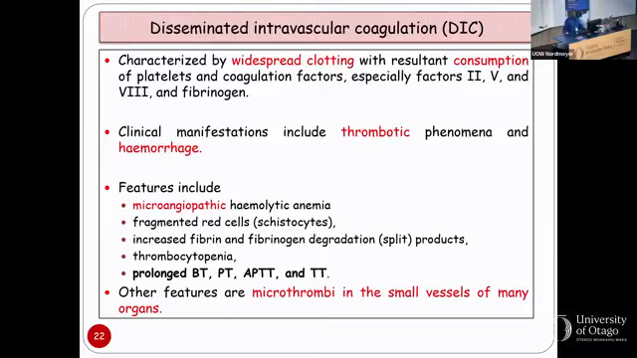An example of fibrin degradation product, anybody? D-dimers, thank you. So D-dimer is a prime example of a fibrin degradation product. So when we measure D-dimer levels, that's what we're checking for.